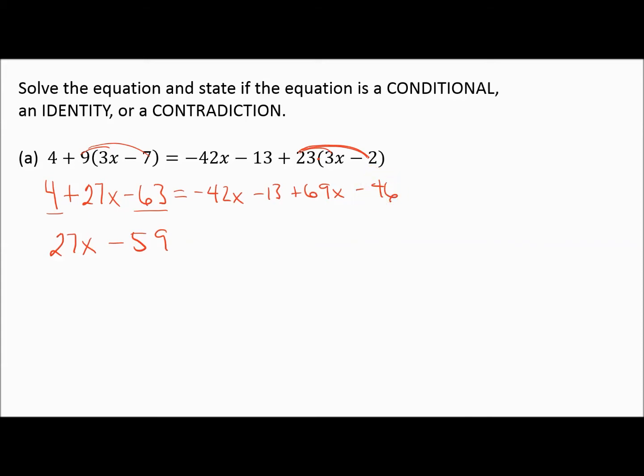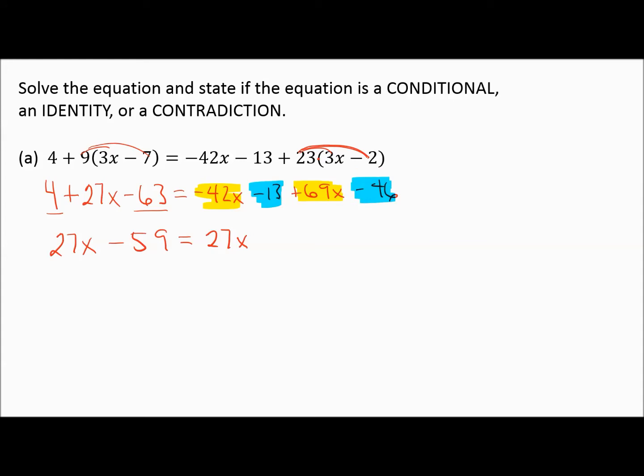Now, when I combine my like terms together here, and I'll highlight these for you, I have a -42x and a plus 69x. When I add a negative 42 and a plus 69, remember, you're adding opposite signs, which really means you subtract the numbers. And 69 minus 42 is going to give me 27x. It's positive because the larger of those two is positive. I also have constant-like terms. This negative 13 I can combine with this negative 46.